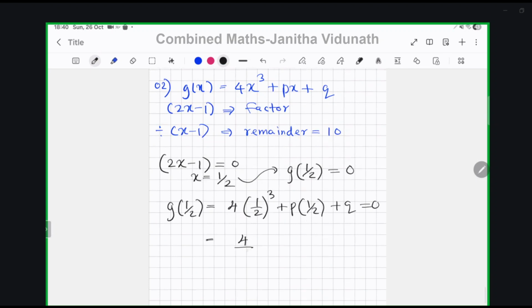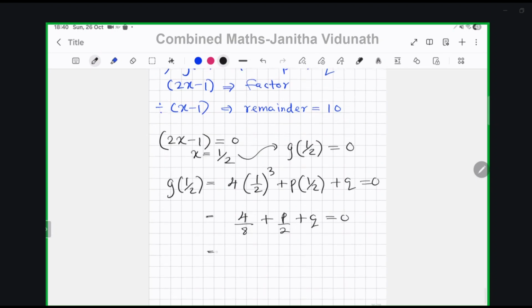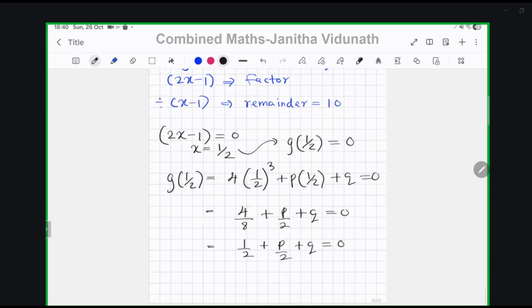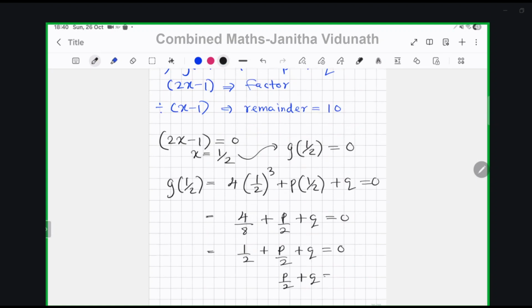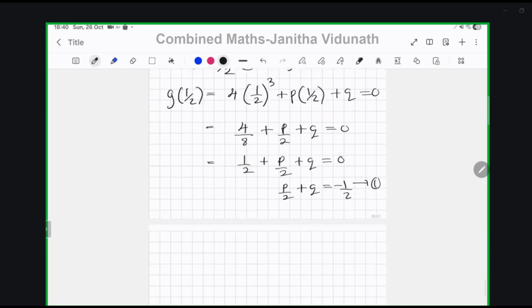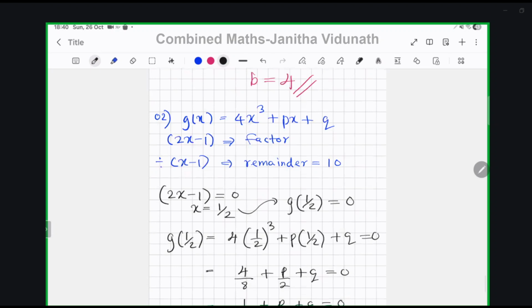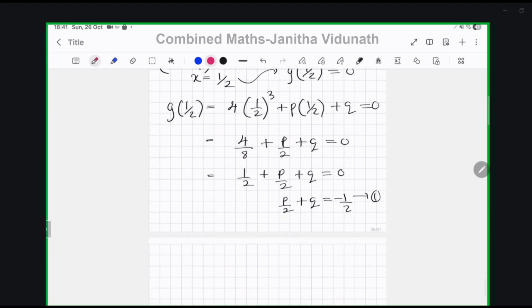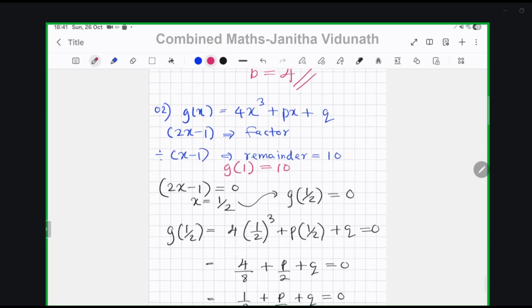That means 4 over 8 plus p over 2 plus q is equal to 0. That means 1 over 2 plus p over 2 plus q is equal to 0. That means p over 2 plus q is equal to minus half. This is our first equation. Also, they have mentioned that when we divide by x minus 1, the remainder is 10. That means, according to the remainder theorem, g(1) should be equal to 10.